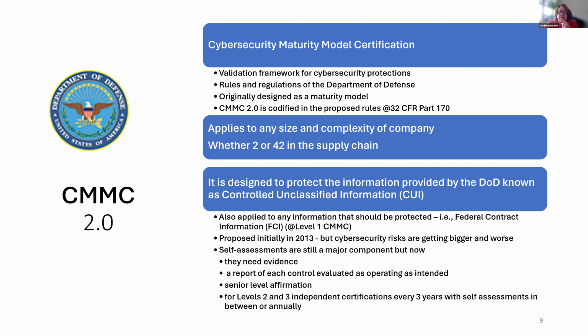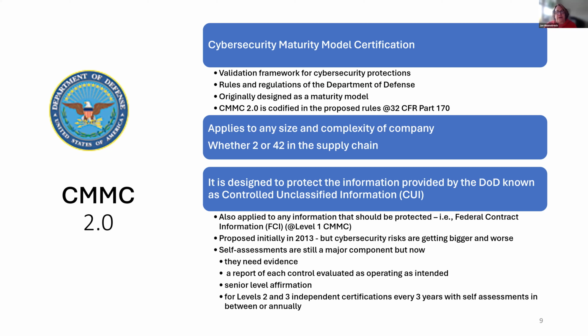So I'll just briefly remind you that we are at CMMC 2.0. They're still using the term 2.0. That is what the proposed rules in 32 CFR Part 170 are about. Again, just reiterating that it applies to any size and complexity of the company, but it also applies whether you're number 2 in a supply chain, 42, or 102. It goes all the way down that supply chain.